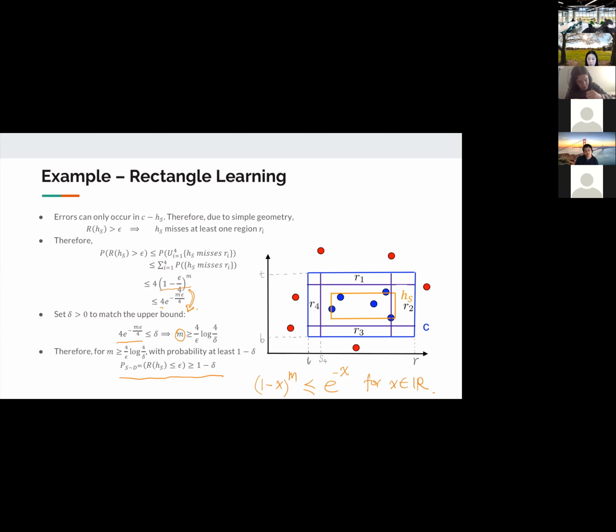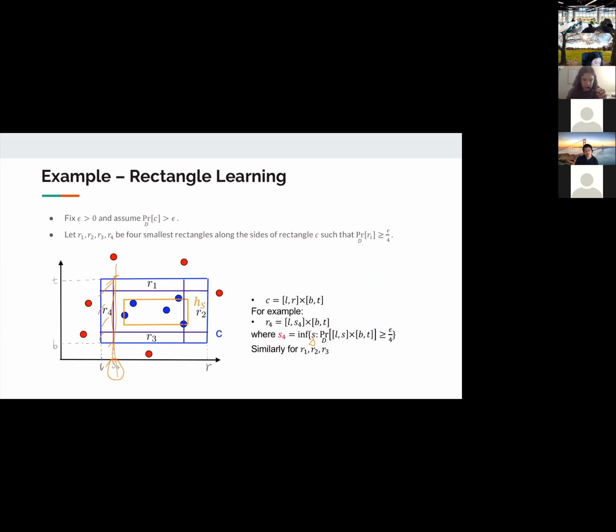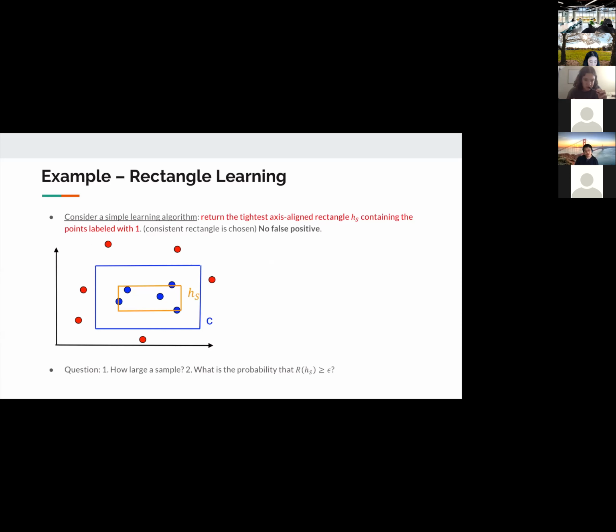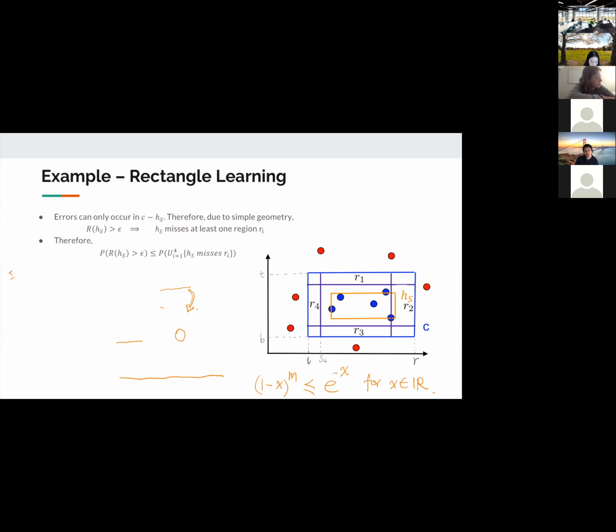There exists such an algorithm that can learn using a small number of examples, and the learning is probably approximately correct. And this algorithm is the one that we selected, which is essentially to have the tightest rectangle that includes all the positive points. Return the tightest axis-aligned rectangle containing the positive points. So, any questions? This is the end of the proof.